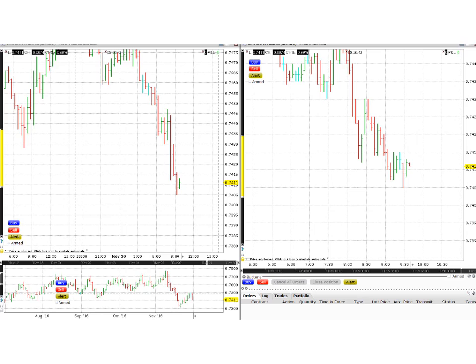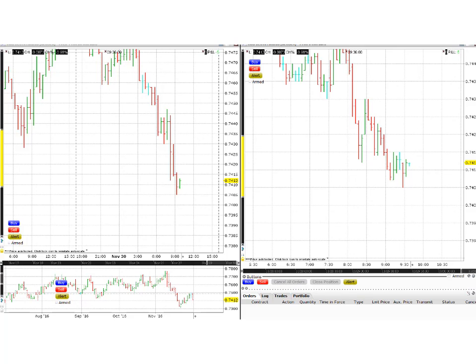Hi, this is Tom Alexander with Alexander Trading, and I want to go over a potential trade setup, and the context. Context is most important anytime you are considering a trade in any time frame.